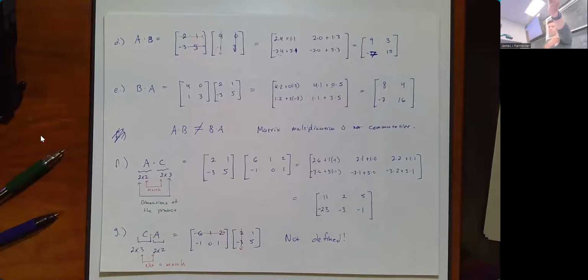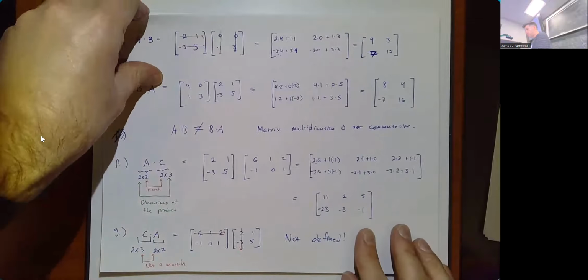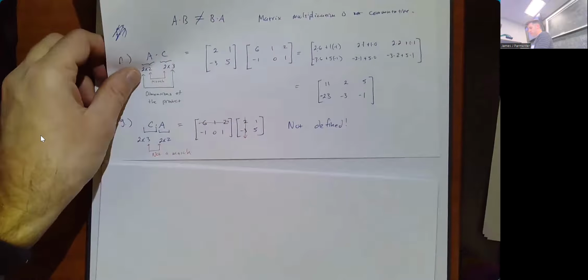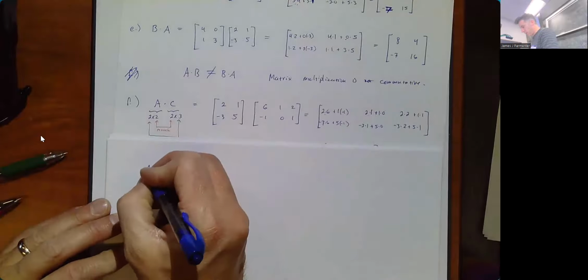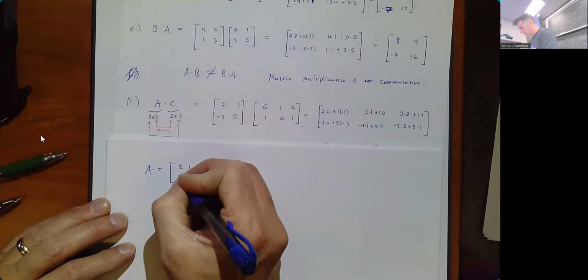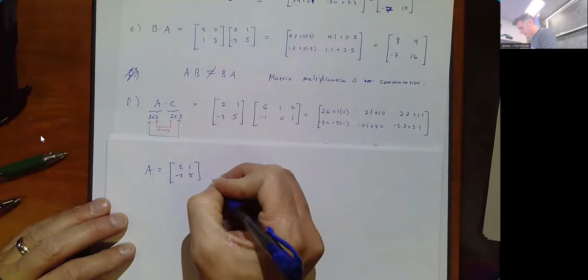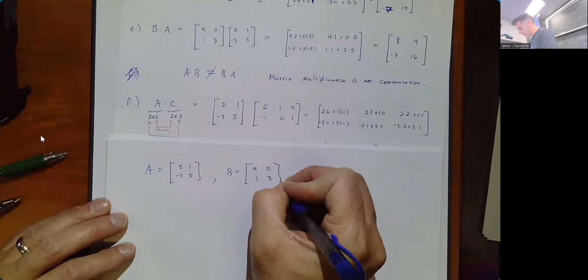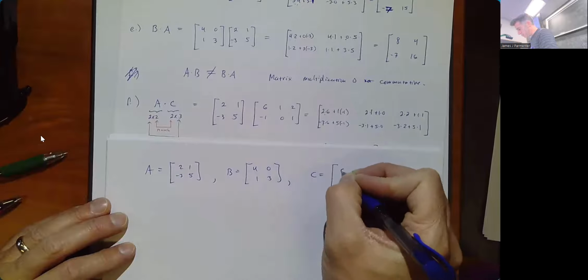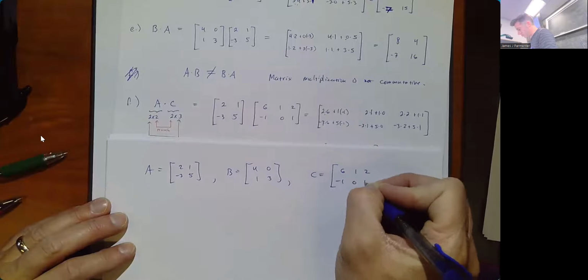Cool. What else to say about these matrices? Ah, yes, the transpose. Let me write down A, B, and C again so we have them all. Once again, A is 2, 1, negative 3, 5. B is 4, 0, 1, 3. And C is 6, 1, 2, negative 1, 0, 1.